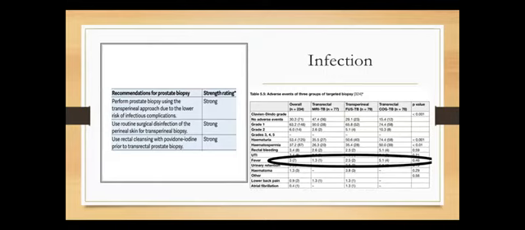We use a routine surgical disinfection of the perineal skin for transperineal biopsy, and we use rectal cleansing with povidone iodine prior to transrectal prostate biopsy. So in that table there on the right side, you can see that there's a higher risk of having an infection after biopsy compared to the transrectal ultrasound biopsy.